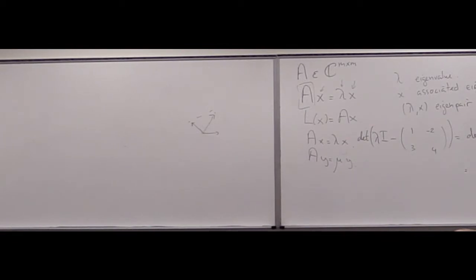And what that means is that we can think about the dimension of this space. And what does that tell us? That tells us how many linearly independent vectors, how many vectors that point in different directions, we have associated with lambda.